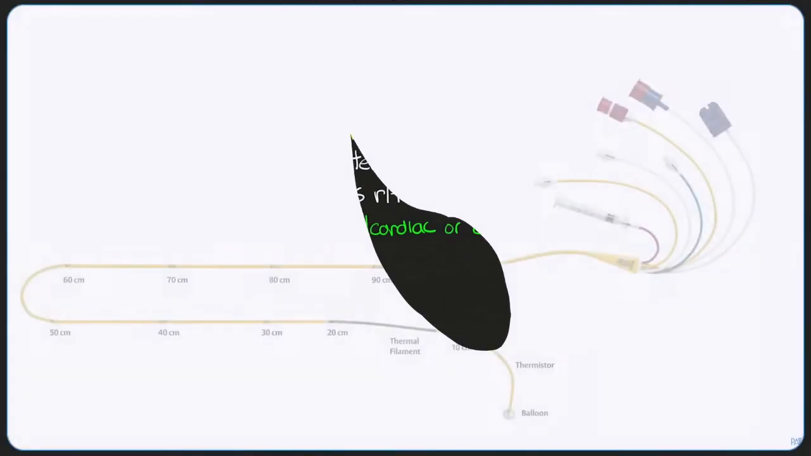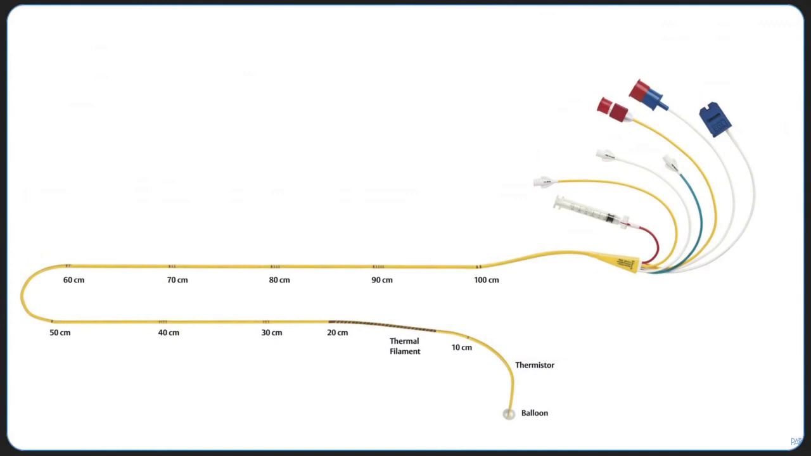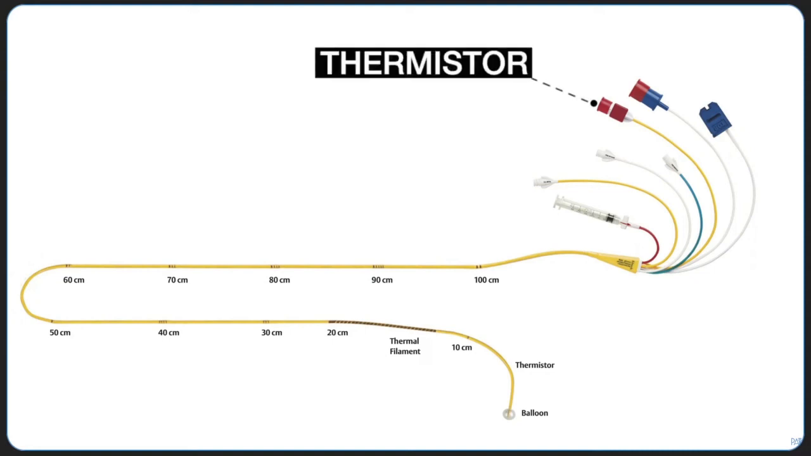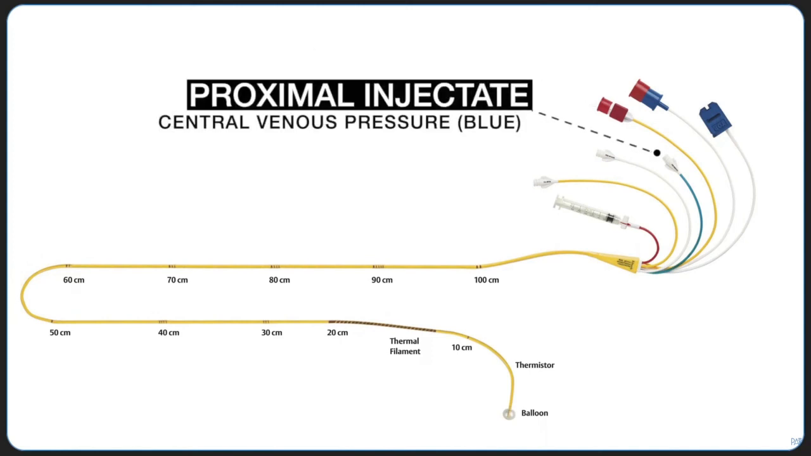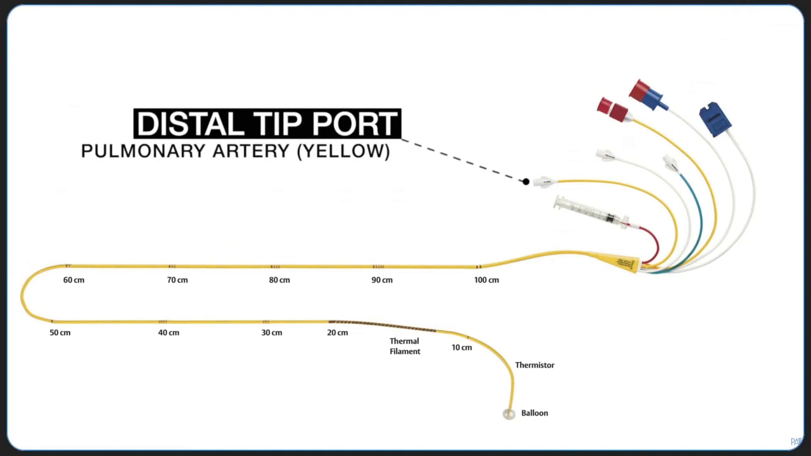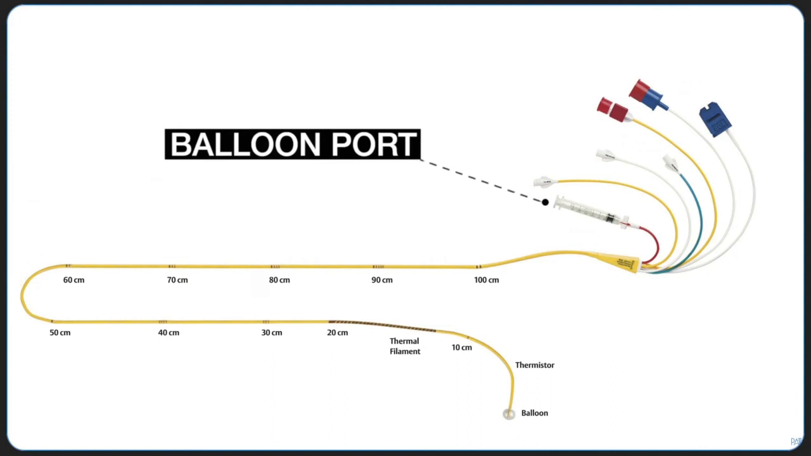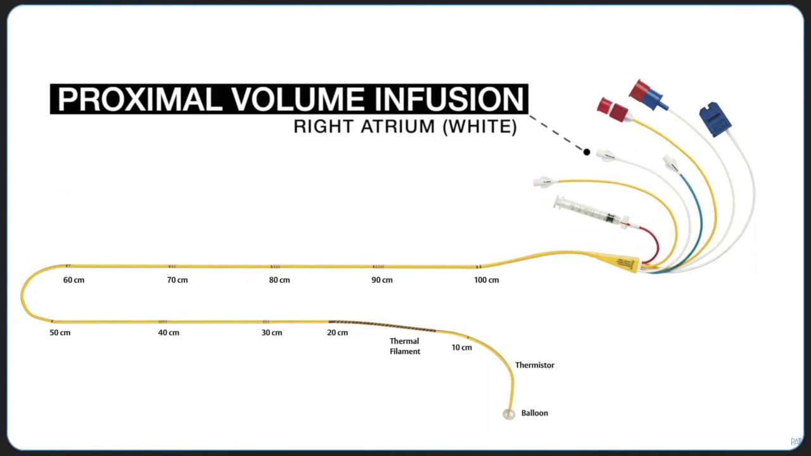The Swan-Ganz catheter is about 110 centimeters, and it's marked at 10 centimeter increments. There's a thermistor where we hook up our Swan-Ganz catheter for thermodilution. There's the proximal injectate lumen, which terminates at 30 centimeters. That's where your central venous pressure is monitored. And your distal tip lumen terminates at the end. It measures your pulmonary artery pressure. There's your balloon port, where we inject the air for a maximum of 1.5 ml. And there's your proximal volume infusion.